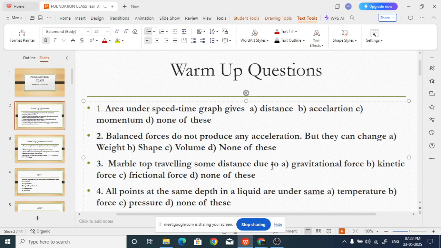Third question, can somebody read? Rakshan, can you read? Marble top traveling some distance due to gravitational force, kinetic force, frictional force, none of these. Marble top means in Tamil it is called Bambaram. I don't know in Hindi.